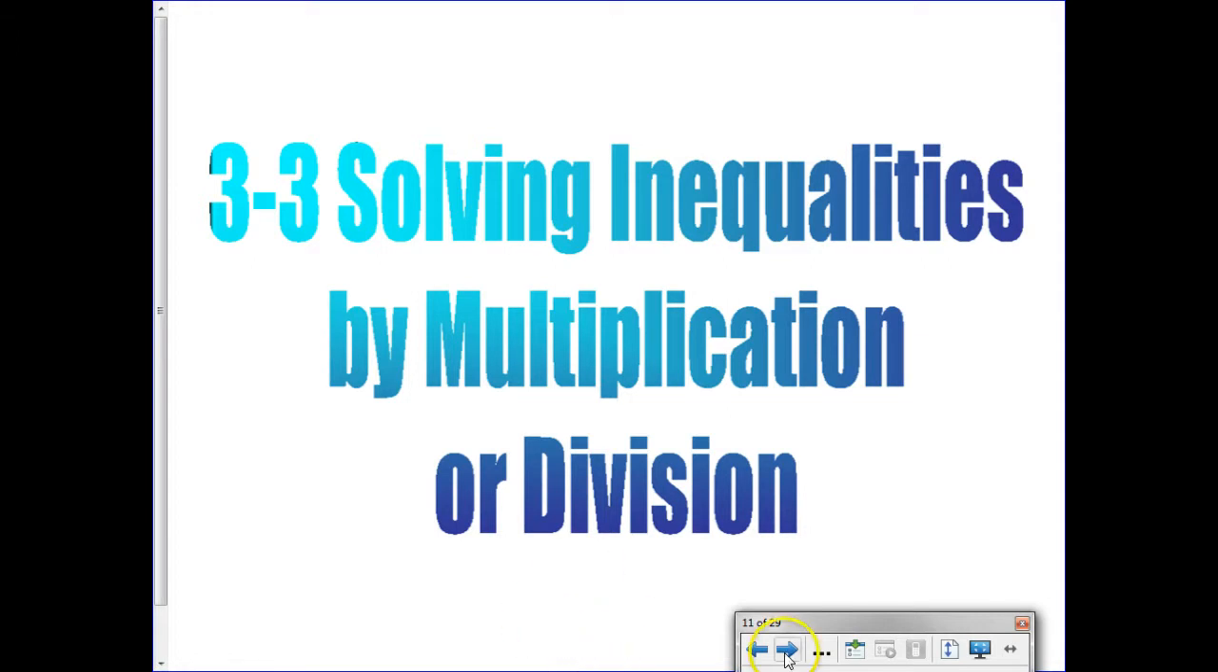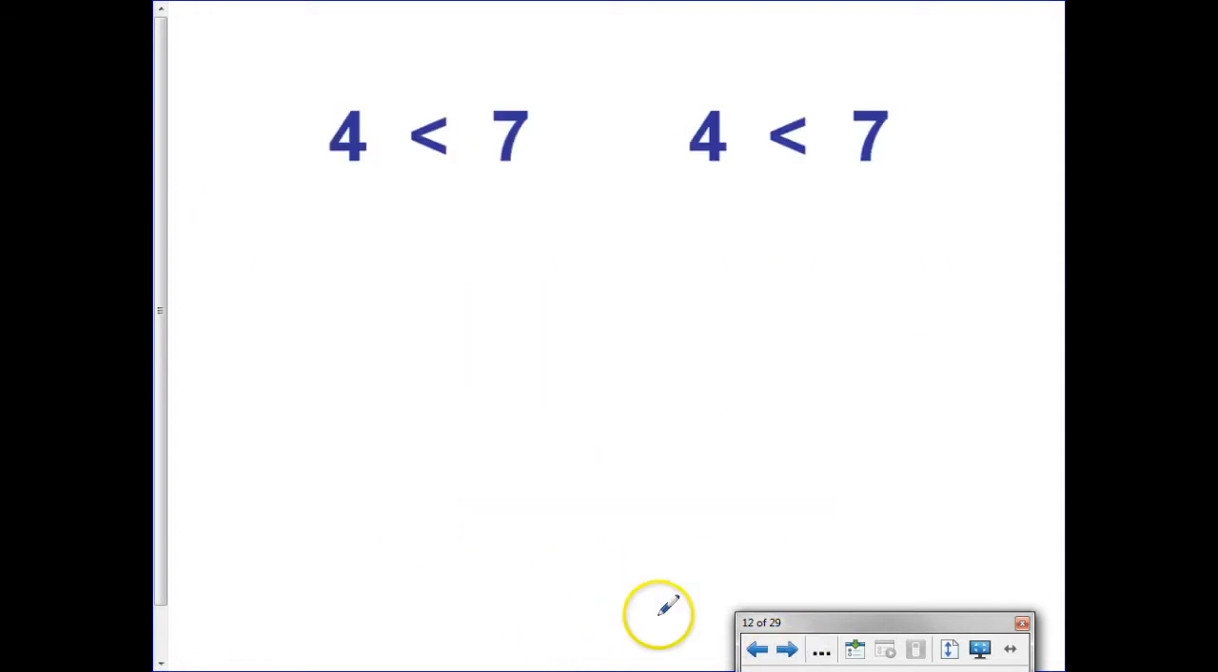So what I want you to do is write down this inequality, but write it twice, side by side. 4 is less than 7. Then write 4 is less than 7. Because I need to illustrate what happens here when we do some multiplying.